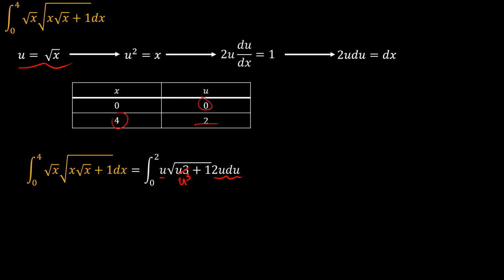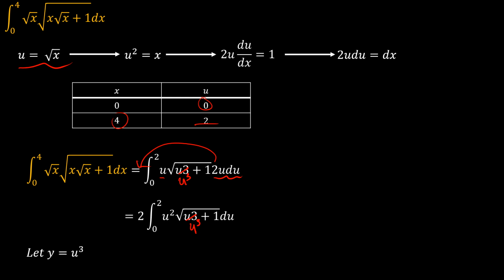We can pull this 2 out, such that we now have 2 times the integral from u equals 0 to u equals 2 of u squared times the square root of u cubed plus 1. So this here is u cubed.